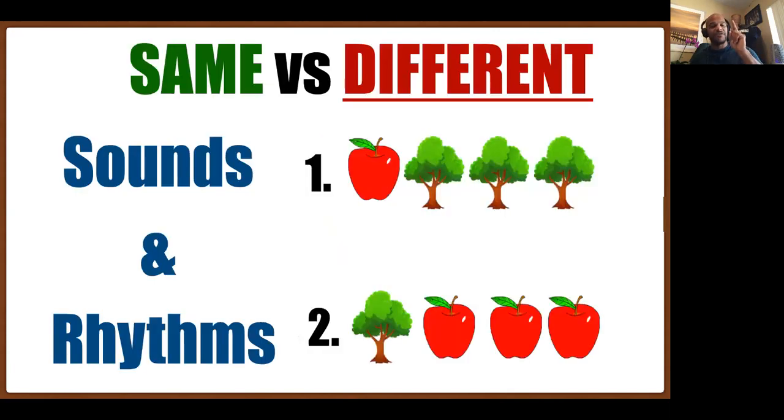All right, let's take a look at them. Number 1, we said, read it with me. Ready? Let's go. Apple, tree, tree, tree. Number 2, read it with me, please. Tree, apple, apple, apple. You see that?